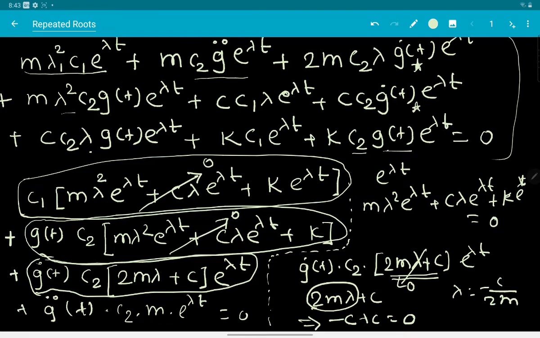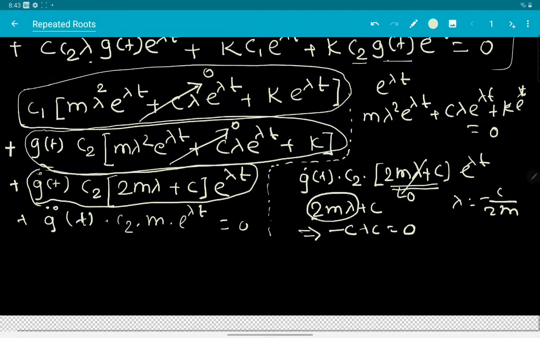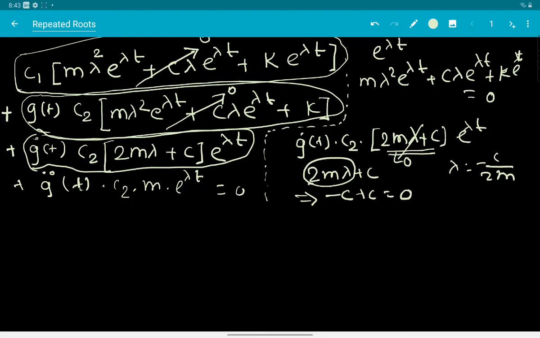The second set of terms has also reduced to 0, and the third set of terms has also been reduced to 0. So what we are left with is only those terms which have g double dot of t in them, and that tells us that g double dot of t times c2 times m times e raised to lambda t should be equal to 0. When will this happen? This will happen when any one of these four things is 0.